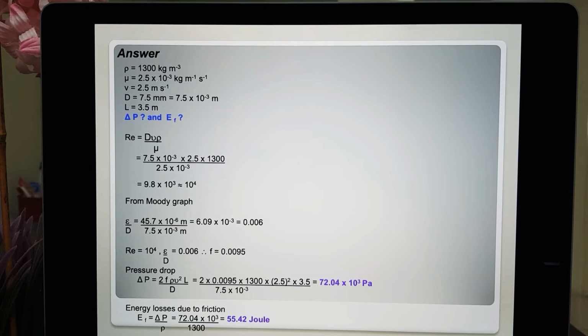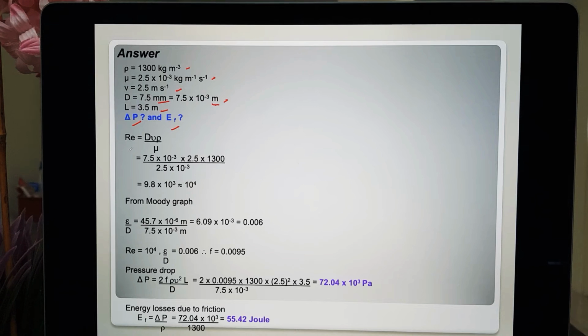Alright, now I'm showing you how the problem is solved. The density is given as 1300 kilogram per meter cubic. Then you have viscosity 2.5 times 10 to the power of -3 kilogram per meter second. Velocity is 2.5, diameter is given as 7.5 millimeter, then converted to meter, it becomes 7.5 times 10 to the power of -3 meter. Length is 3.5.